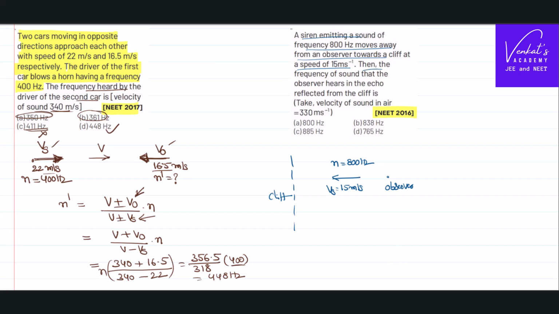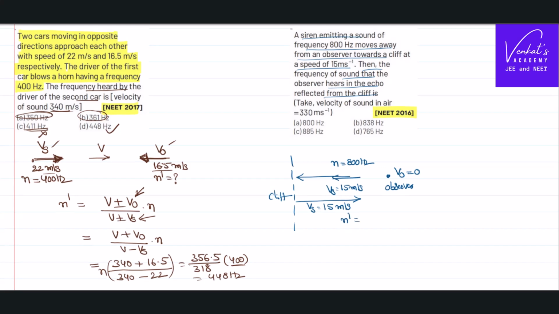Then the frequency of the sound that is heard in the echo reflected from the cliff. So what happens is, this sound hits this wall, the cliff, and then reflects back. With what velocity? With the same velocity of the sound itself. The source of 15 meter per second becomes the velocity of the source approaching the observer. Nothing is mentioned about the velocity of the observer, so we have to assume that the observer is in the state of rest.